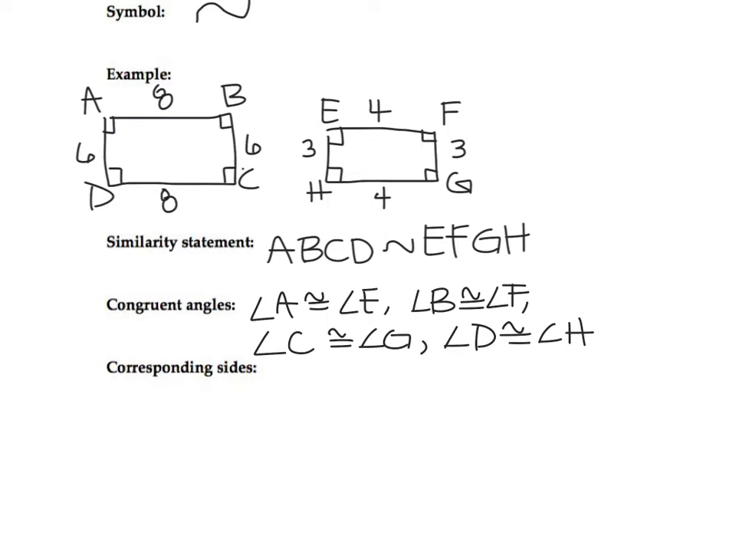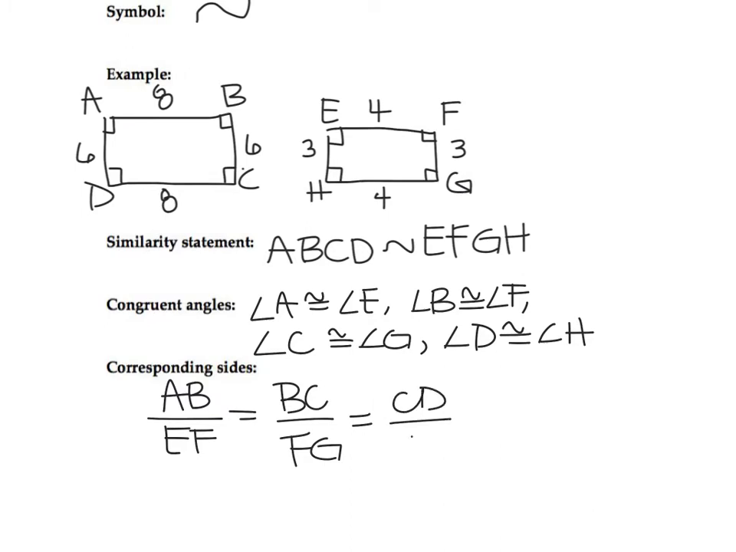And then when it comes to writing the corresponding sides, we write a proportion. We don't say AB equals EF. What we do is we set up the ratios of all of the corresponding sides. So AB over EF equals BC over FG, which equals CD over GH, which equals AD over EH. What this means is if I plug in all of the lengths of these sides, I will get the exact same ratio for each corresponding pair of sides.